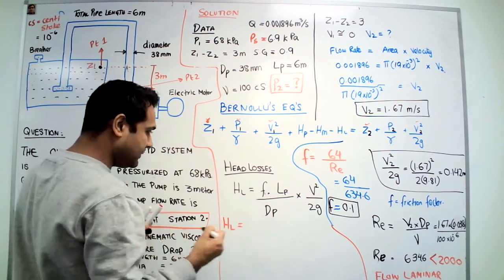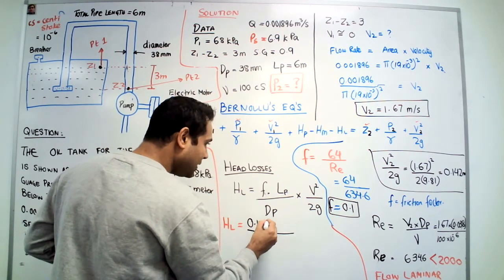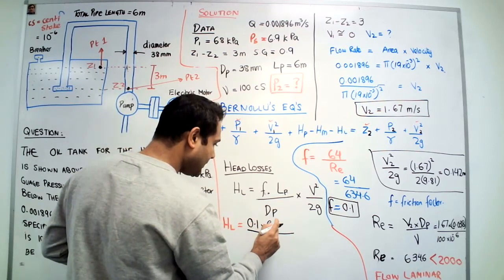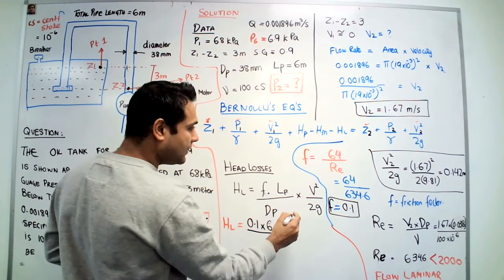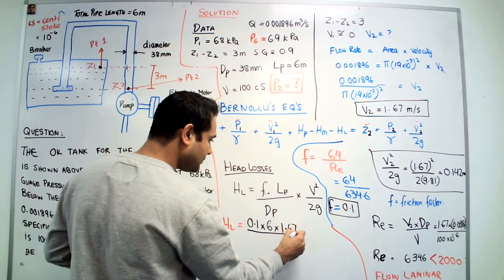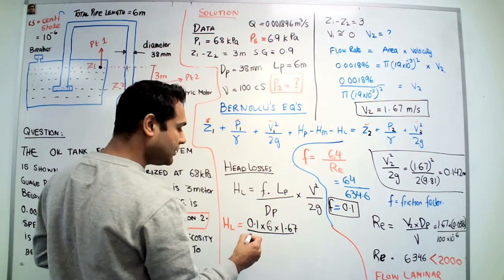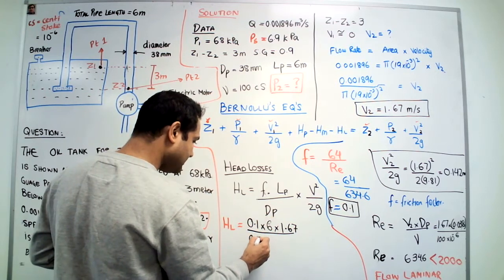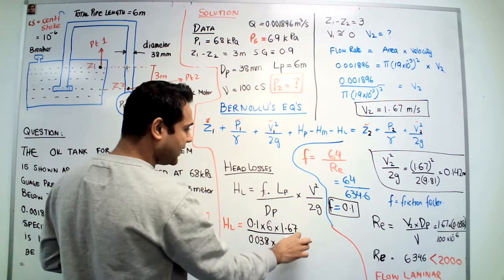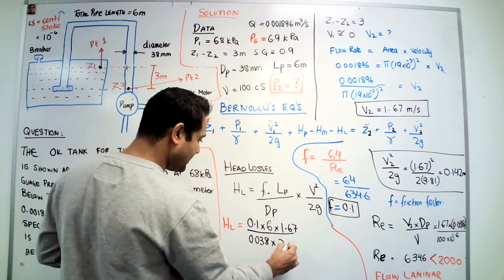F is 0.1. LP is 6 meter. That was 1.67. Diameter of the pipe is 0.038. And the 2G, I can put either here or there, it doesn't matter. 2G is 2 times 9.8.